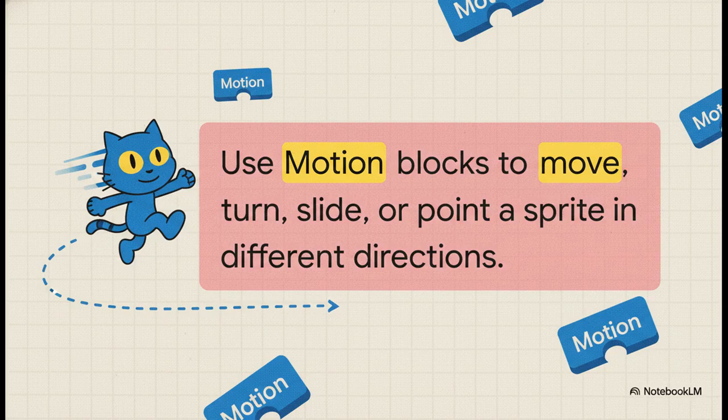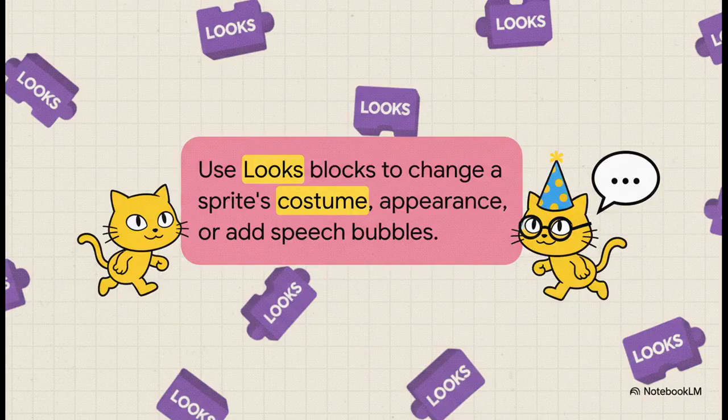It all comes down to those color-coded blocks. The blue ones, those are the motion blocks, and they're all about, well, movement. They control where the sprite is, which direction it's pointing, and how it gets from point A to point B. Then you have the purple looks blocks. These control everything visual about your sprite. You can use them to switch its appearance, maybe change its size, or even make it talk with speech and thought bubbles.